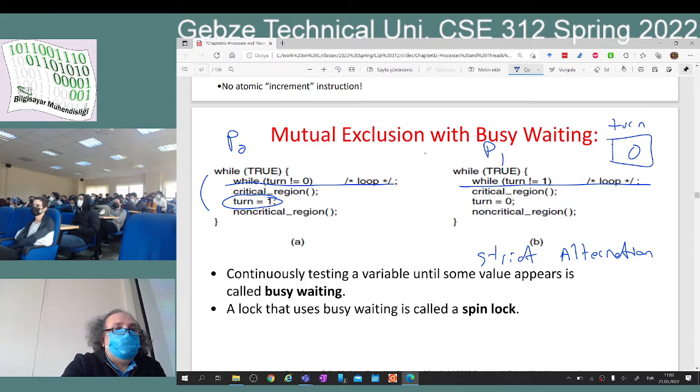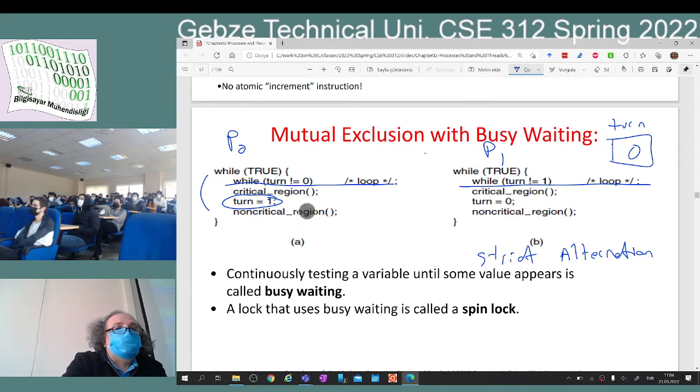It begins the loop again. It is waiting for turn to be 0, okay? But turn is still 1, and this one is too lazy. It is still in the non-critical region, doing a very, very lengthy task, okay? This one says that I will spend maybe half an hour in my non-critical region. So until I am done with the non-critical region, I cannot enter my critical region. If I don't enter the critical region, I cannot make this turn 0, so you have to wait.